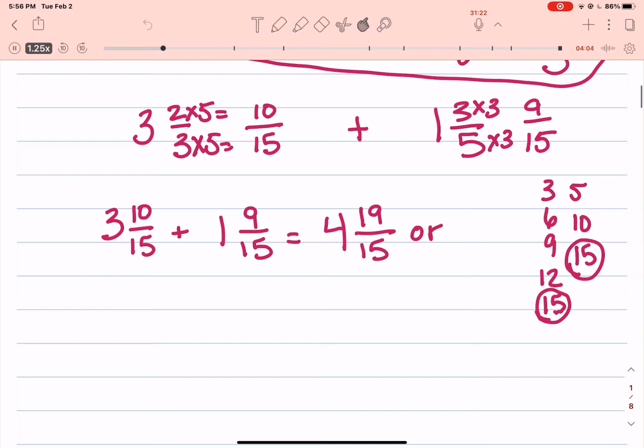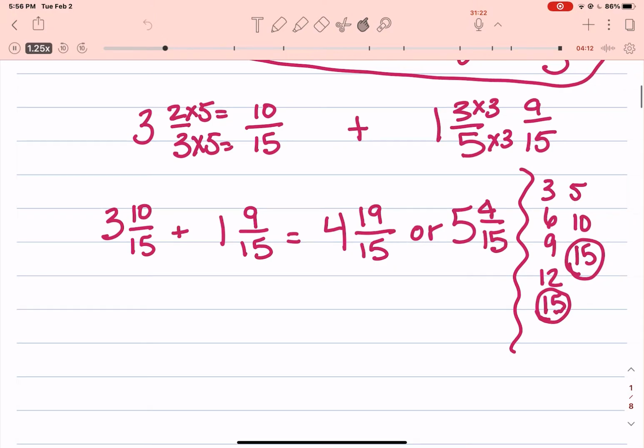We can add the whole numbers: 3 plus 1 gives us 4. Adding the fractions gives us 19/15. So you've got 4 plus 19/15. Now I'm going to take that 19/15 and expand it to 15/15 plus 4/15. You can see there's our 19/15. And we know that 15/15 is equal to 1 whole. So we end up with 5 and 4/15 as our answer.